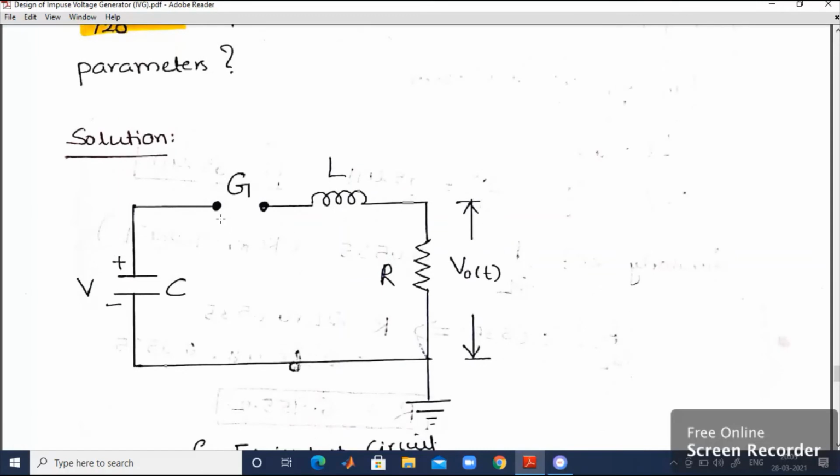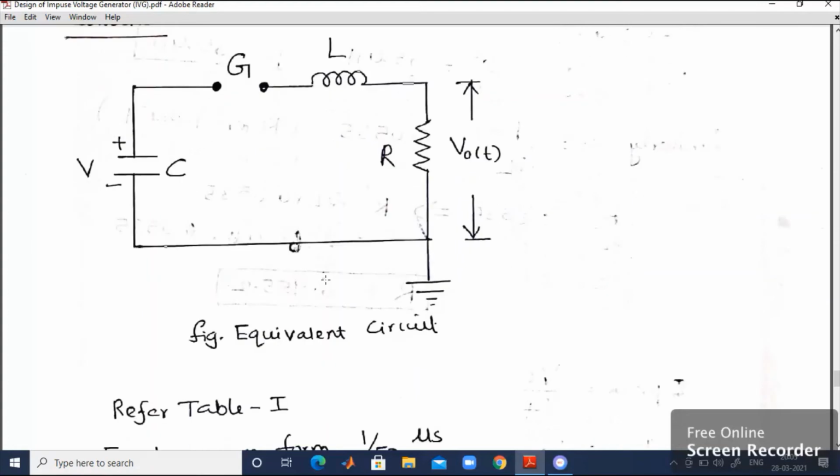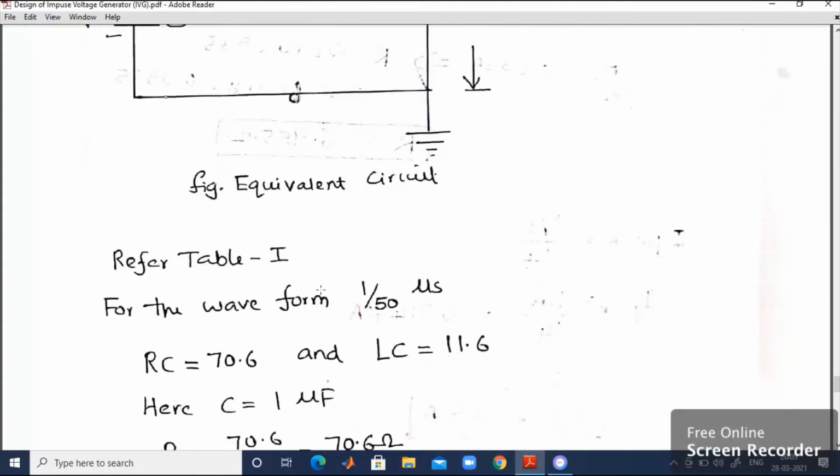First and foremost, better draw the equivalent circuit of the impulse generator. We have C, that means generator capacitance, there is a sphere gap, then inductance L, and output resistor R. So basically it is an RLC combination. It is very clear. Refer to table 1. Look at 1/50 microseconds. Please note down the values of RC and LC. I have referred to the table already and noted down RC is equal to 70.6 and LC is equal to 11.6.